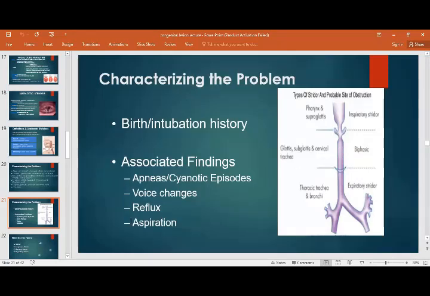So these are the clinical features which can occur along with the stridor: cyanotic episodes, voice changes, and whether there is any reflux or aspiration. These are the clinical presentations of the child.